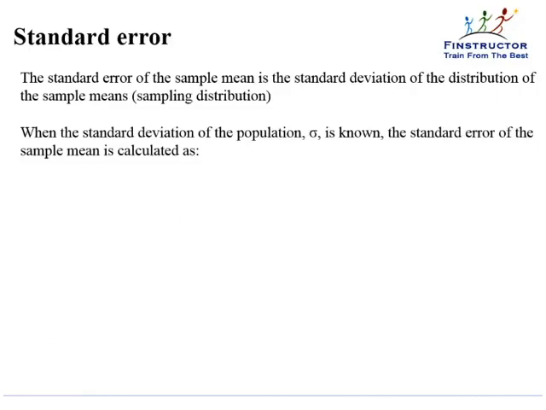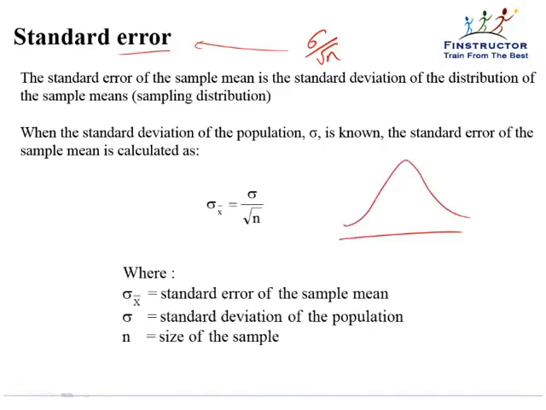The distribution of sample means has an expected value, or an expected mean, equal to the population mean and a standard deviation equal to sigma by root n. The standard deviation of the sampling distribution is also called the standard error. So the sampling distribution has a mean mu and variance sigma square by n. The standard deviation of this distribution, the distribution that comes from the means of different samples, is also called the standard error of the distribution.